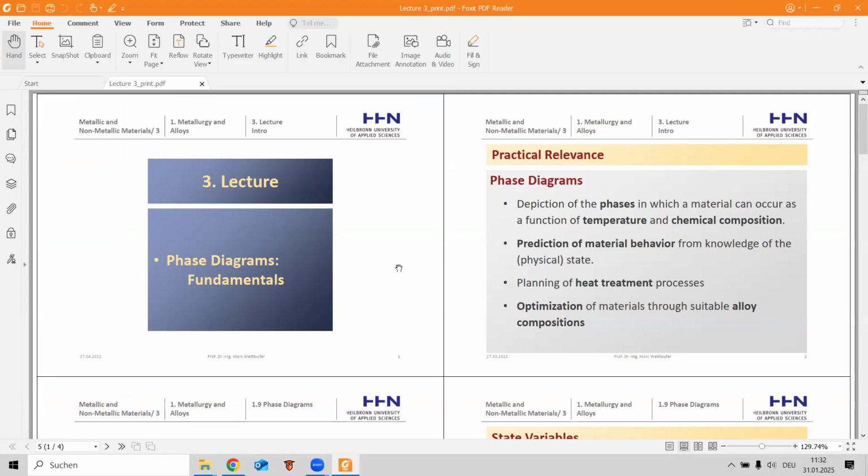Phase diagrams, fundamentals. Phase diagrams are a depiction of the phases in which a material can occur as a function of temperature and chemical composition. They allow prediction of material behavior from knowledge of the physical state, planning of heat treatment processes, and optimization of materials through suitable alloy compositions.